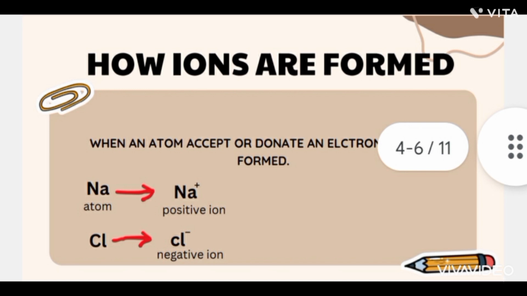Basically, when an atom accepts or donates an electron, an ion is formed. Whether the atom accepts one electron, two electrons, or three electrons, it doesn't depend on how many electrons an atom accepts or donates, but an ion will automatically form when the atom donates or accepts at least one electron.